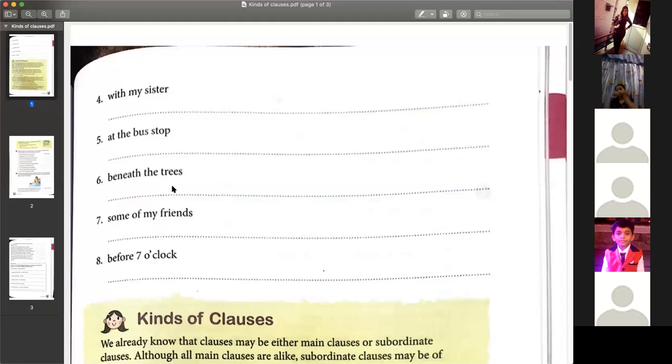Beneath the trees. Beneath means below. Beneath the trees.